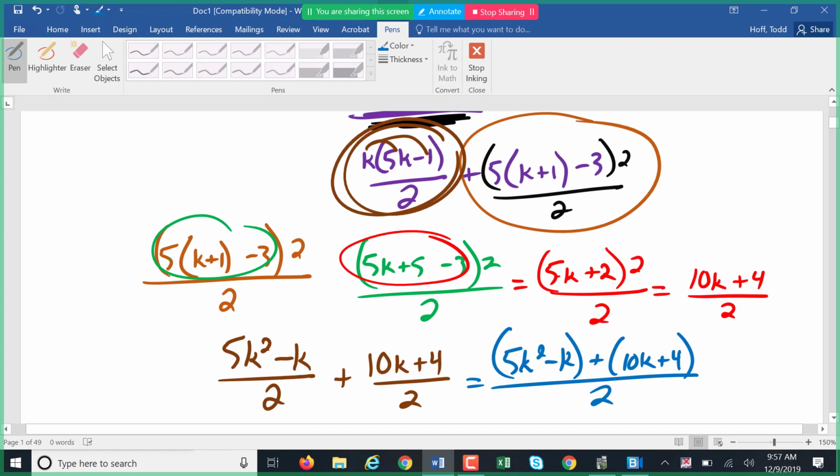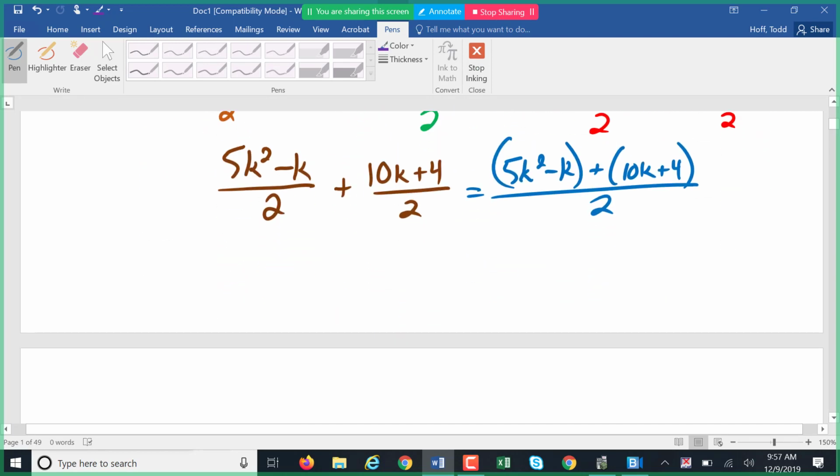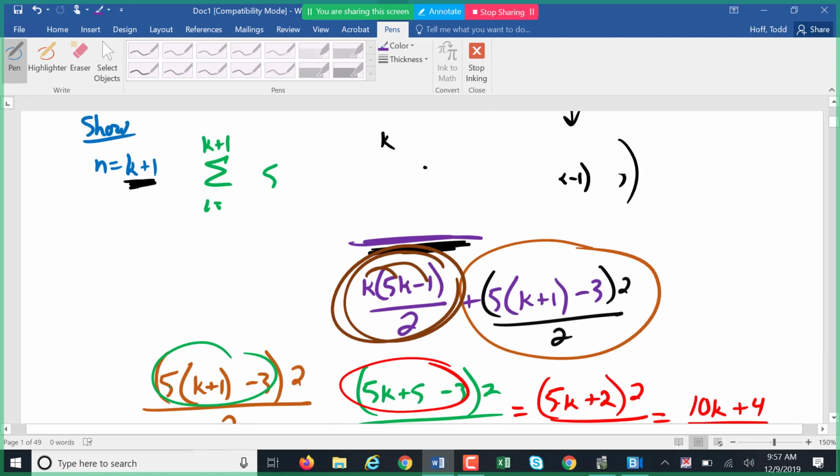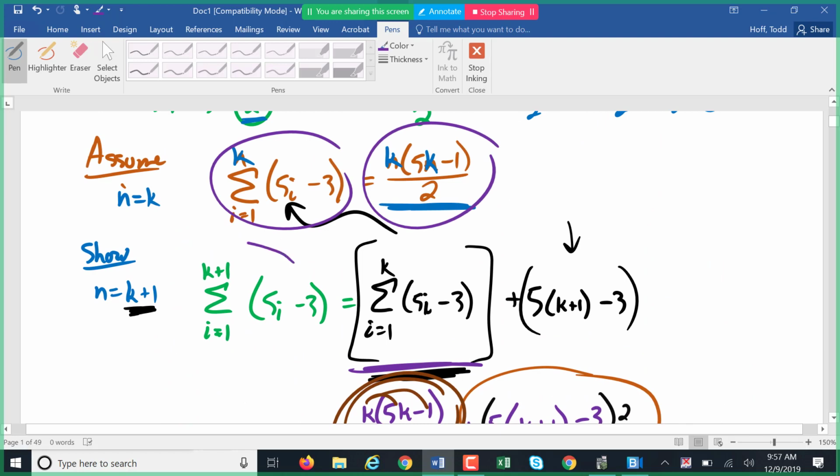So now I can combine the two terms in my numerator. 5k squared, there's nothing to combine that with. So that's 5k squared. Negative k and positive 10k is a positive 9k. And then I have my plus 4. And that's all over 2. So that's what I get for that summation by breaking down the sum into a known sum plus that one additional term.